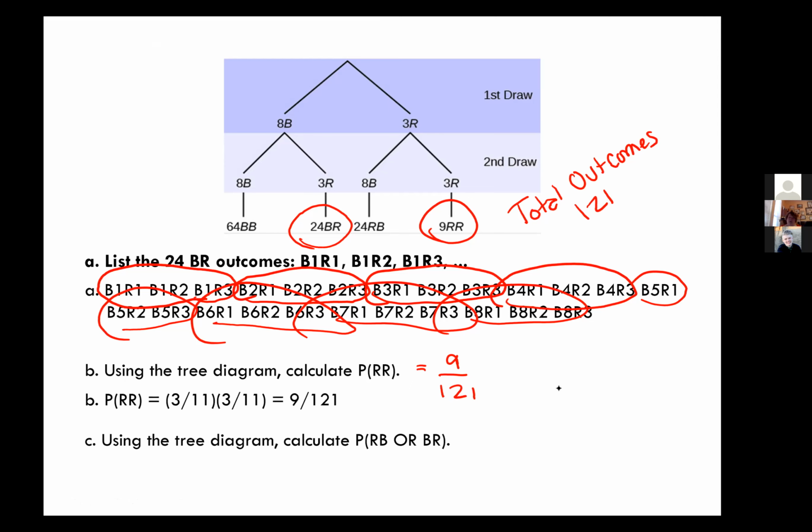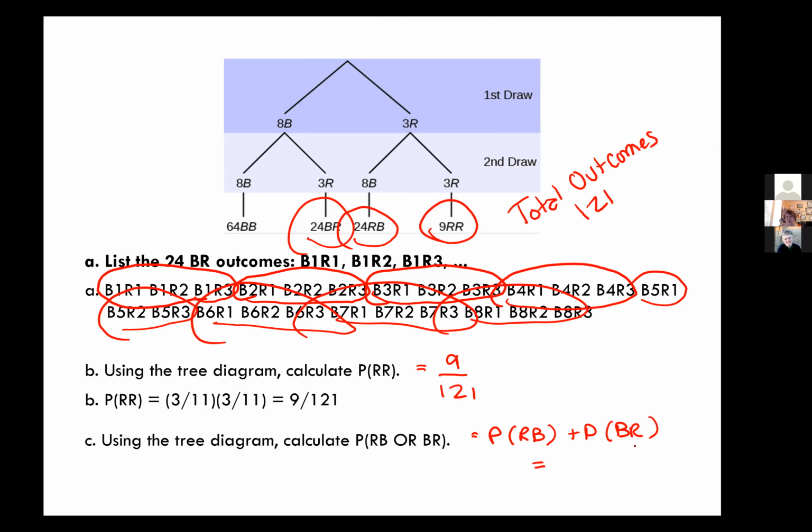What's the probability of getting red, blue, or blue, red? Well, there are 24 outcomes that are red, blue. There are 24 outcomes that are blue, red. So since these are mutually exclusive, we're just going to be able to add the probabilities together. There's no probability of getting blue, red, and red, blue. It's one or the other. So this is the probability of getting a red, blue, plus the probability of getting a blue, red.